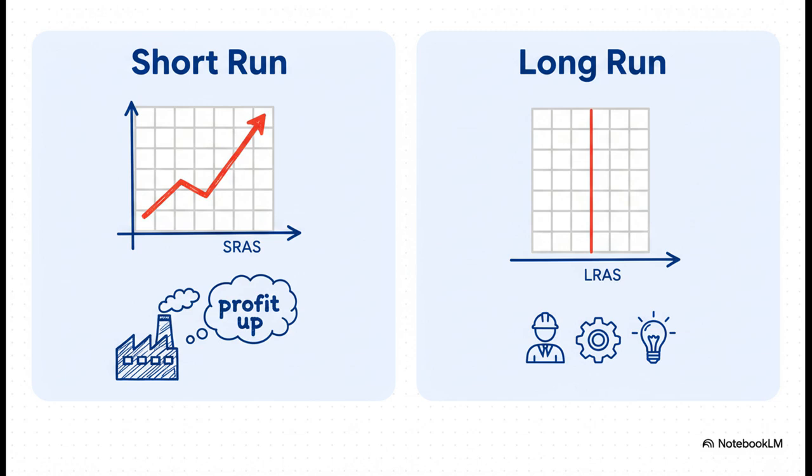But in the long run, that supply curve is totally vertical. That's because, eventually, everything catches up. Wages adjust. In the long run, the economy's total output isn't decided by the price level, it's determined by its real resources, its technology, its capital, its labor force. That vertical line is the economy's full potential.